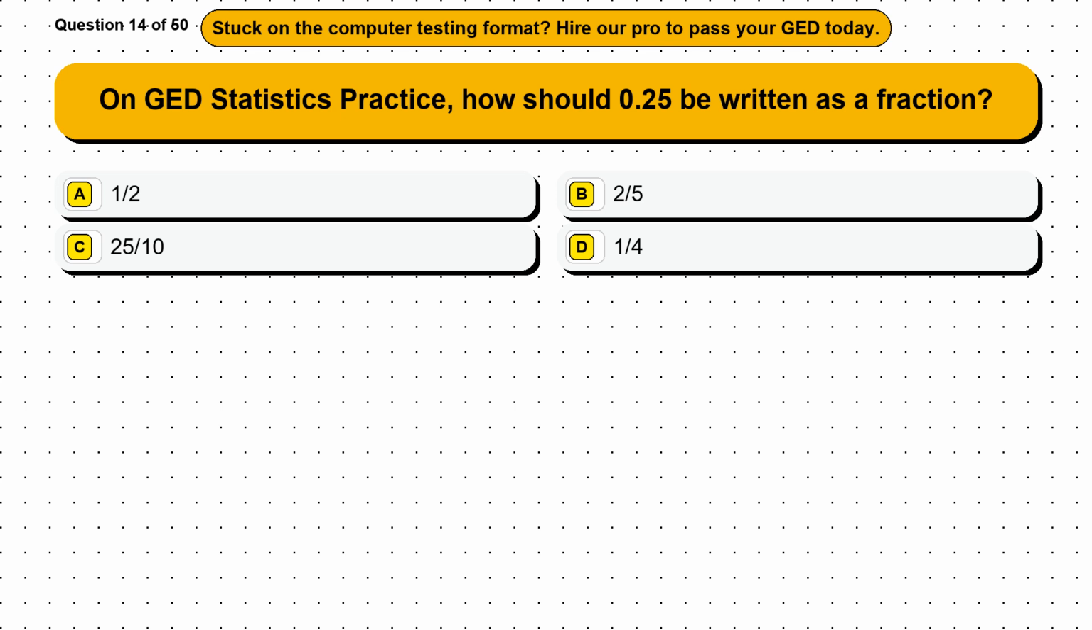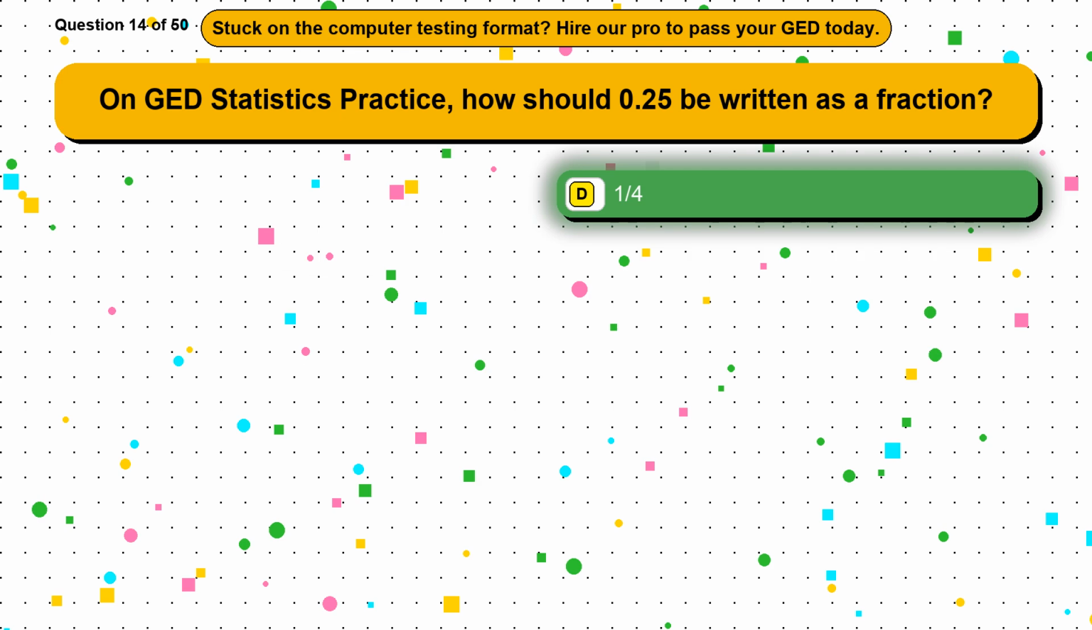Question 14. On GED Statistics Practice, how should 0.25 be written as a fraction? Option A, 1/2. Option B, 2/5. Option C, 25/10. Option D, 1/4. The correct answer is option D. 1/4.